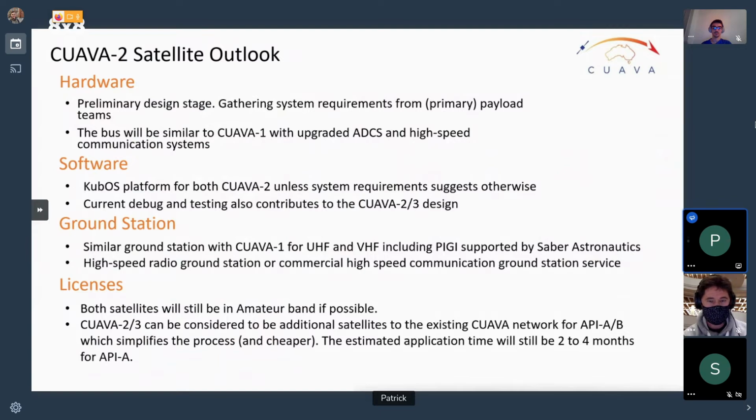CUAVA-1 is on SatNOGS. The decoder for the beacon is available on SatNOGS as well. And we got great help from them trying to listen to our satellite. Also on CUAVA-2, all the experiments will fly upgraded experiments, but other than that, it's pretty much similar payloads, all research from the University of Sydney and our partners from UNSW.